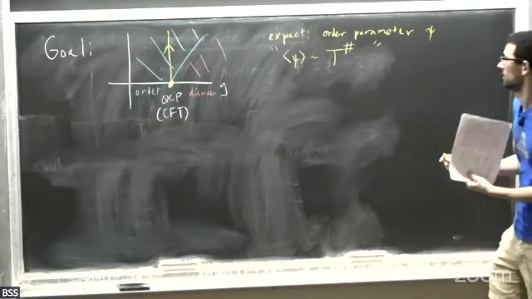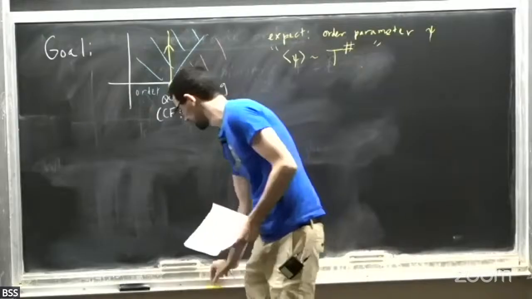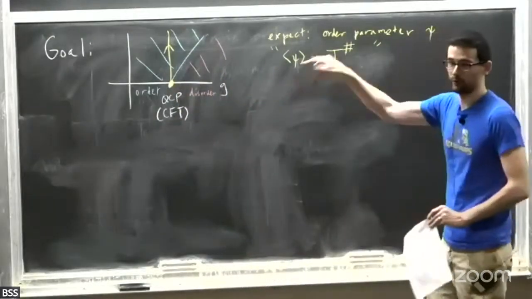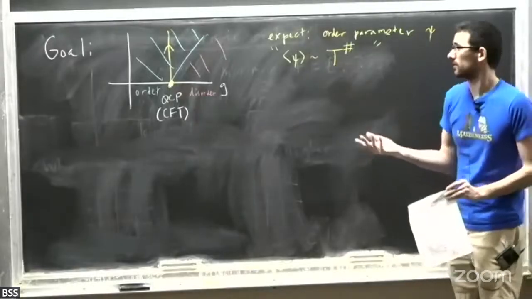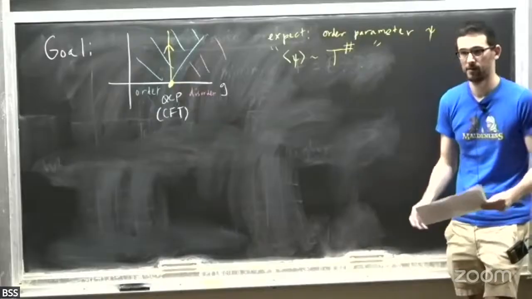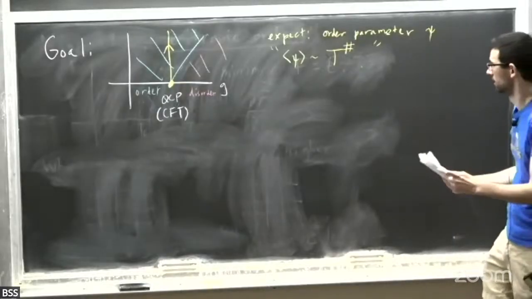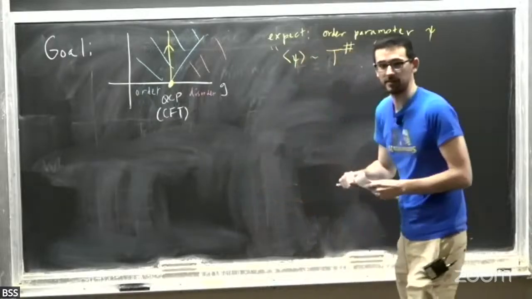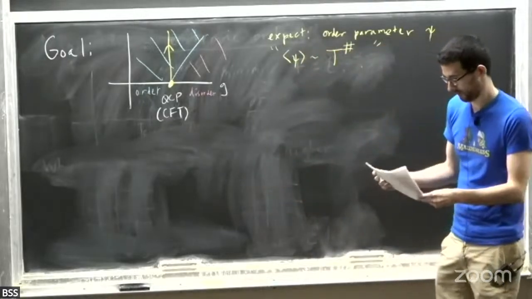Okay. And why does it have to be this? Well, if we have a conformal field theory, we would have scale invariance. And so this is the most general thing we could hope for. Okay. So this is our goal. Does this theory exist?